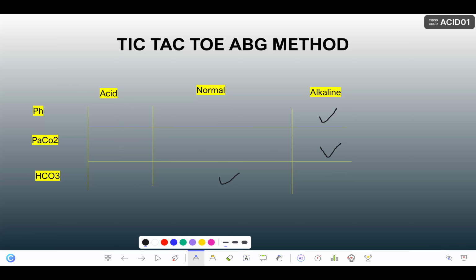But let's change things up just a little bit. What if our HCO3, instead of it being 22 to 26, was like 16, and it happened to fall in this category? This would be respiratory alkalosis partially compensated, because we have two systems trying to correct the pH.